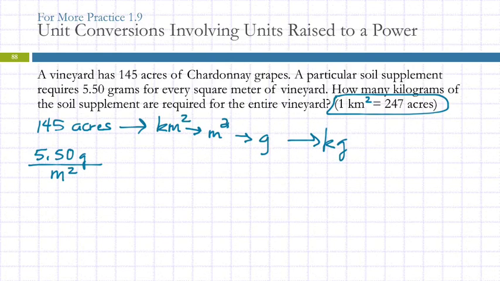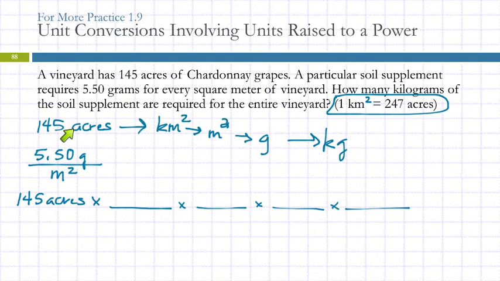Anyway, okay, so we've got our path. We just follow the pattern. We put our starting value and its unit. That's a weird S. Try that again. I look at my path, 1, 2, 3, 4 arrows. 4 fractions. 1, 2, 3, 4. 4 fractions. I already figured out the path of the units. Acres, square kilometers, square meters, grams, kilograms. I just copy them down.